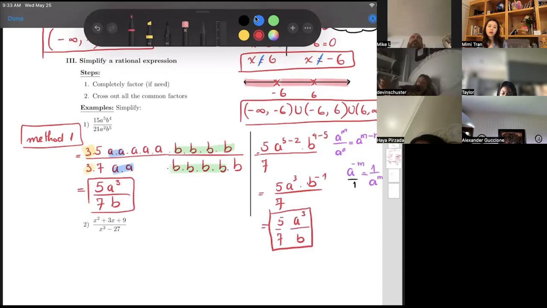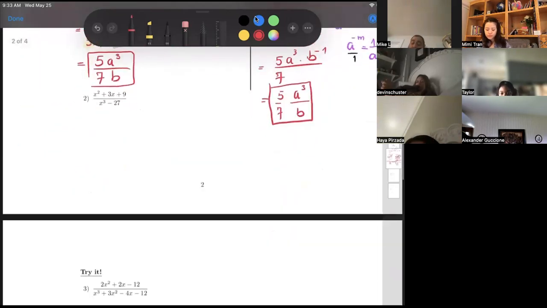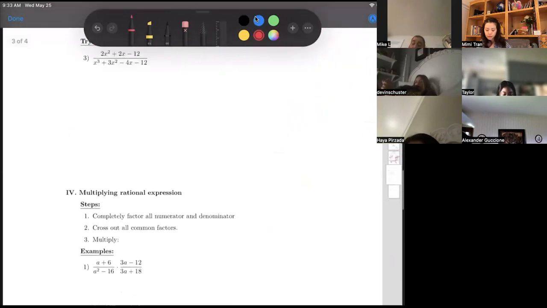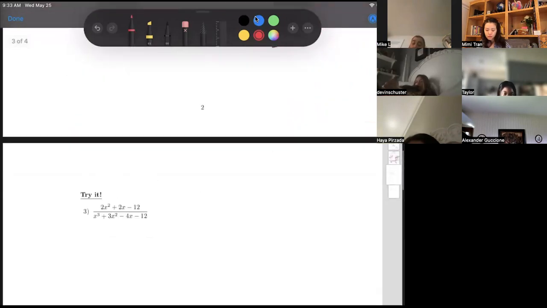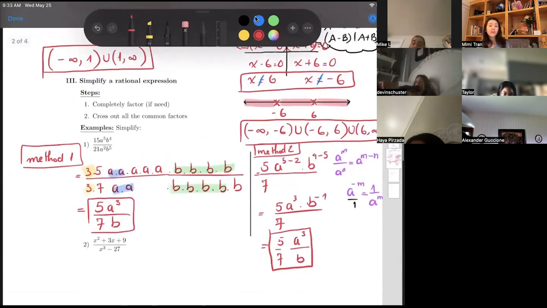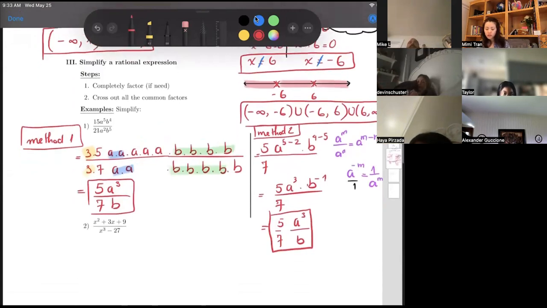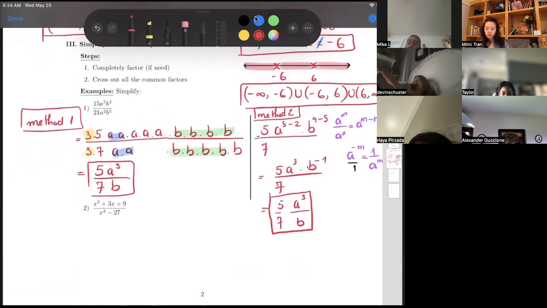I know it sounds more complicated than the first method, but as you do more, it's easier. Okay. So method 2. So make sure you practice this, okay? I'll make sure you have one of these on the exam. So practice on your homework.